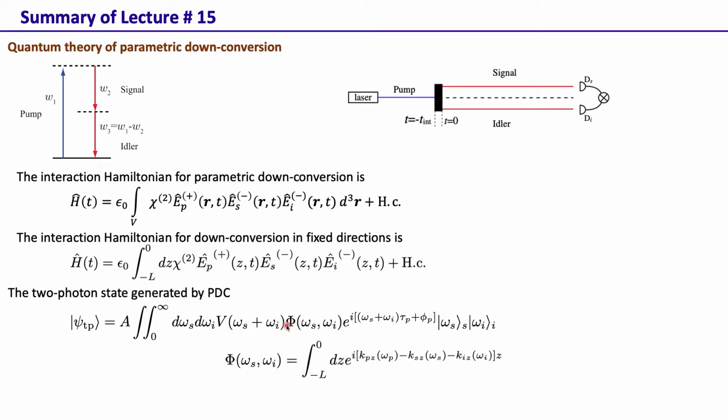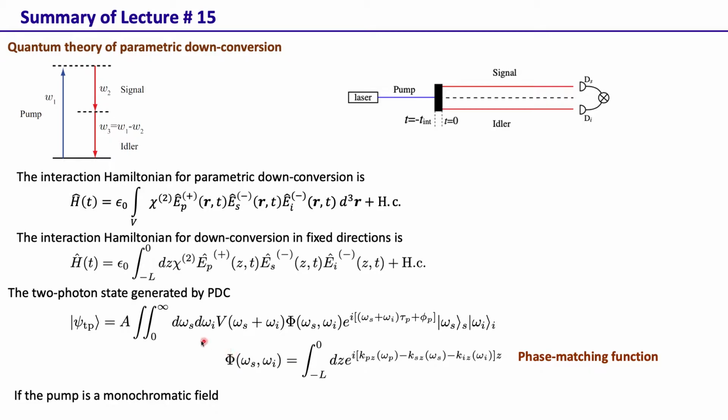This is called the phase matching function, and it is essentially an integral of this quantity over the length of the crystal, since we are dealing with a one-dimensional problem here. If this is a nonlinear crystal of thickness L, then it is an integral over this thickness L of this quantity. So, this is called the phase matching function, and it decides the efficiency of down conversion, as to how efficient the down conversion is going to be.